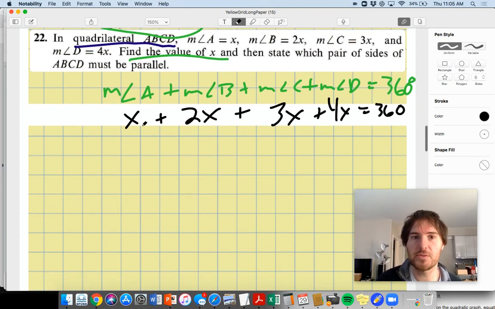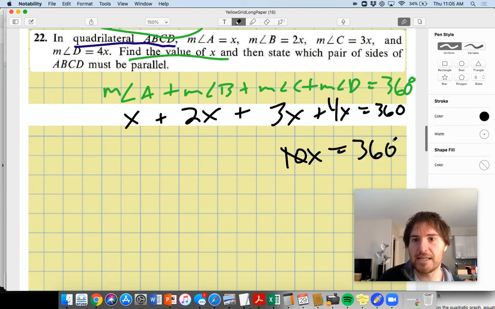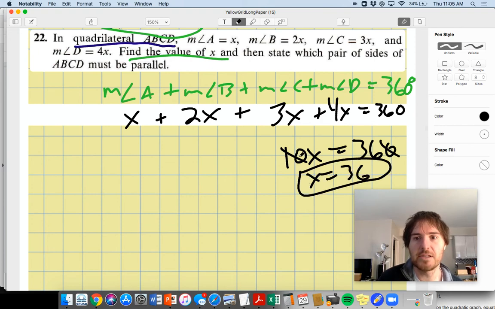Got to combine like terms. So we have 1x here, another 2x, so that brings us to 3x, another 3x, that brings us to 6x, and 4 more x, that's 10x. And that's equal to 360. Just got to divide by 10, so x equals 36. All right, x equals 36. That's the first part of the problem. Don't forget, there's a second part of the problem.